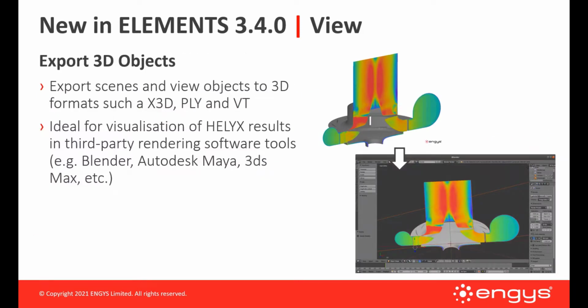The second feature we've added under View in 3.4.0 is the ability to export 3D objects from our software to third-party rendering software tools such as Blender, Maya, 3ds Max, and so on. You can do this using 3D file formats such as X3D, PLY, and BT to take the CFD results from our software and bring them to the third-party software tools for generation of photorealistic renders and complex animations.